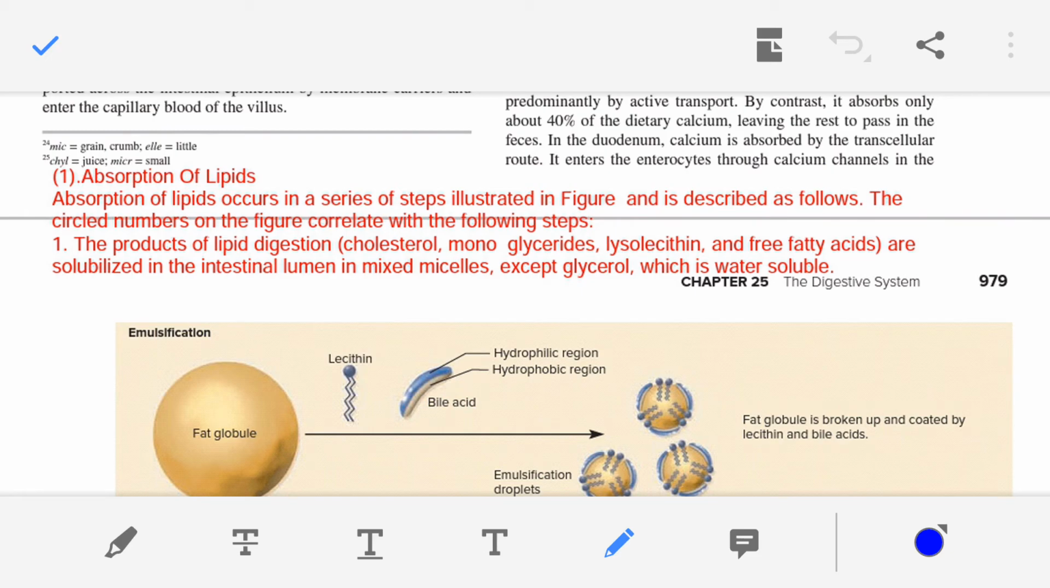I welcome you to the presentation lecture on absorption of fats. Now, in the previous lecture, we had learned about the process of digestion of lipids.